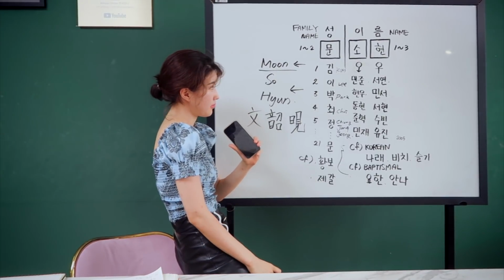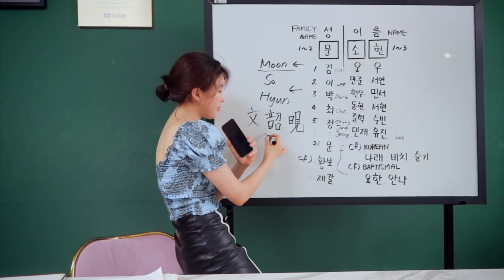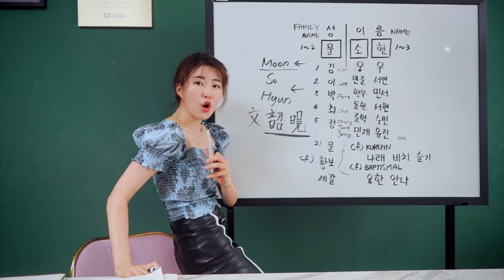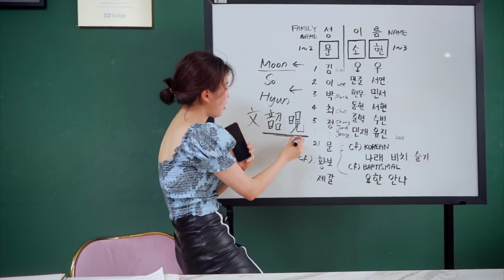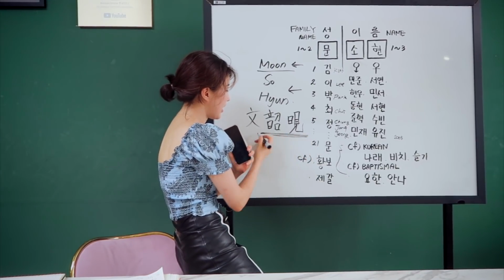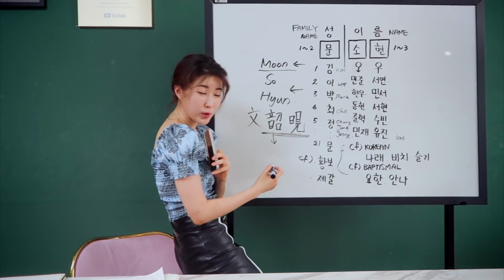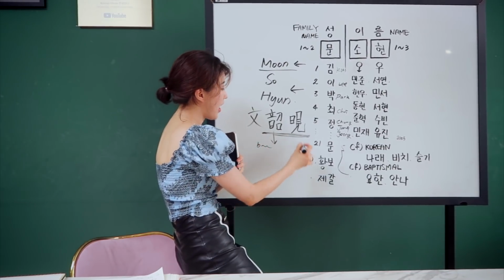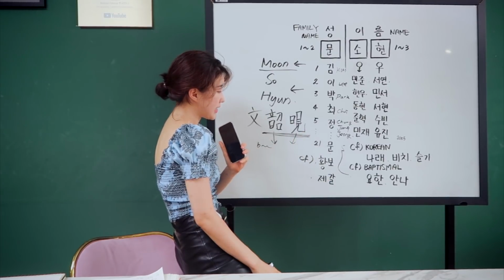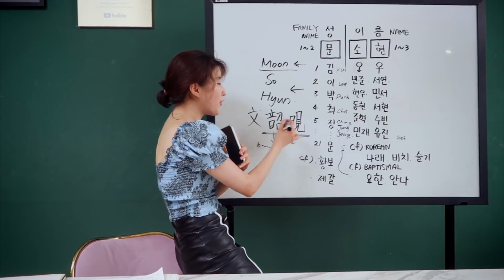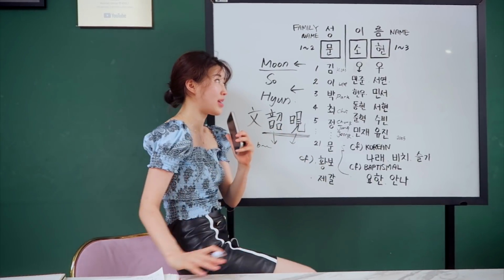Also, our names most of the time have meanings. This 소 is 아름다울 소, so it means beautiful. And 현 is 밝을 현, so it means bright. Beautiful and bright, that's what my name means.